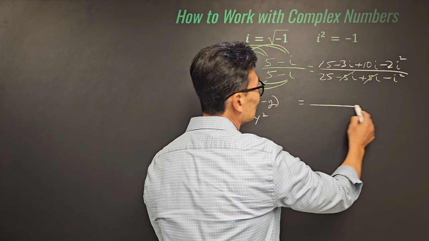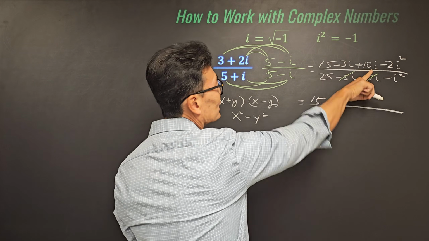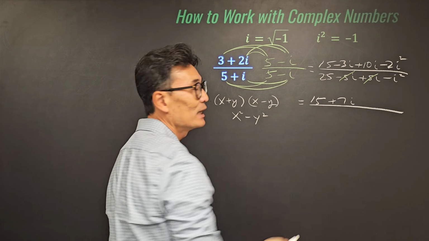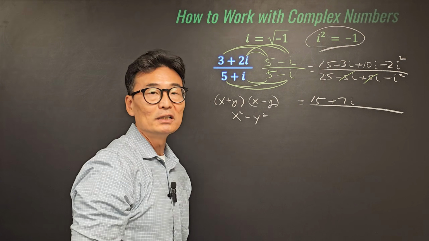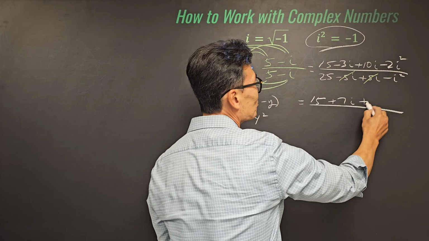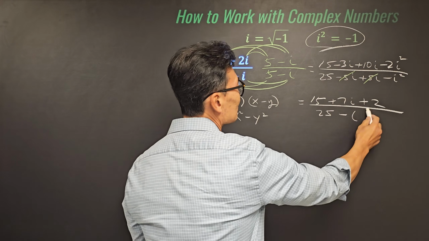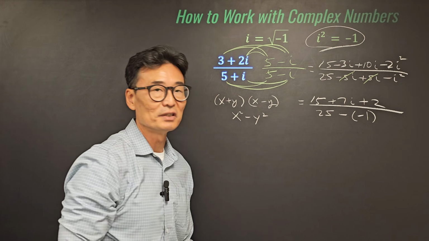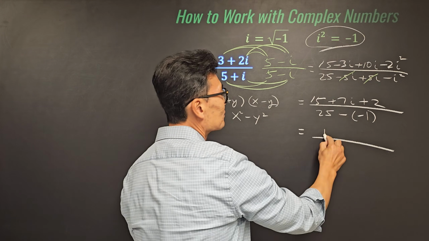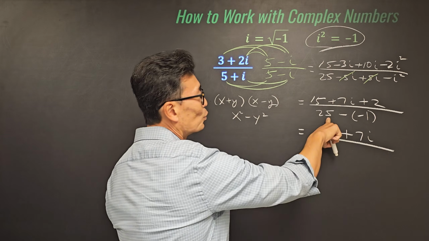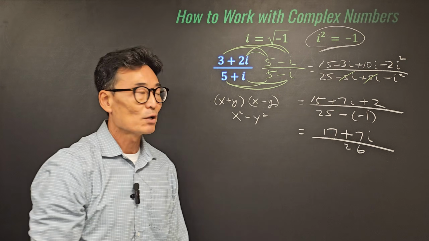Let's continue by simplifying the numerator, where we get negative 3i and 10i will give us that positive 7i. And remember that i squared is negative 1. So negative 1 times negative 2 will give us that positive 2. On the bottom, we have 25 minus i squared, which is negative 1. And our final answer will be 15 plus 2 is 17. 25 minus a negative 1 will be 26. And that will be our answer.